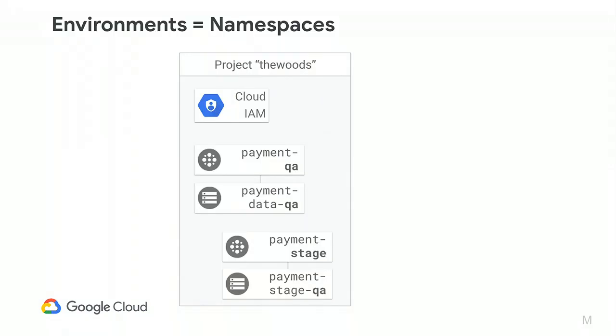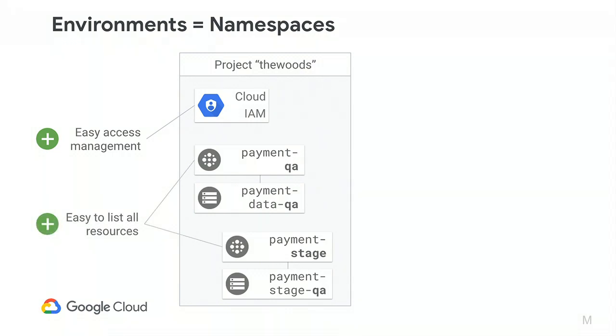So if each environment is a namespace, here we have QA and stage for the payments microservice. We have a payments compute part and a payments data part, for QA and for stage. So all in one project. It has certain advantages. Pari is right about that. There is easy access management. You go into IAM at once and set that up. It is also easy to just list all your resources in a project because it's all right there in one project.